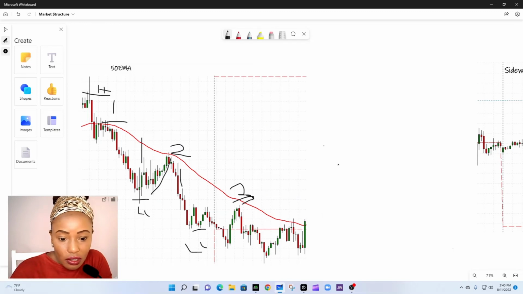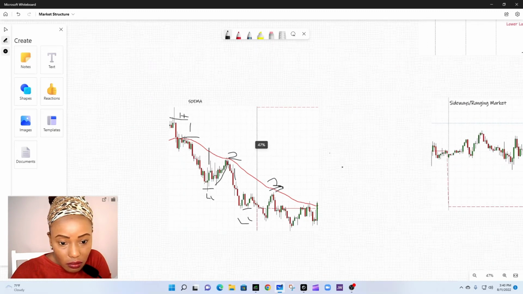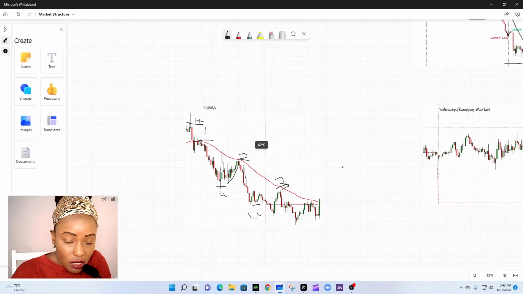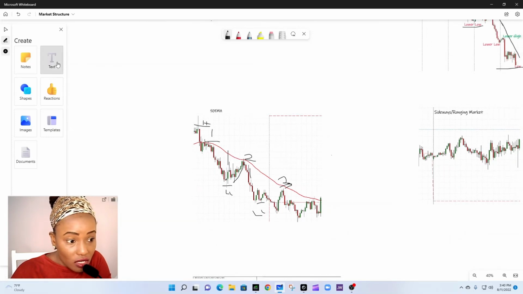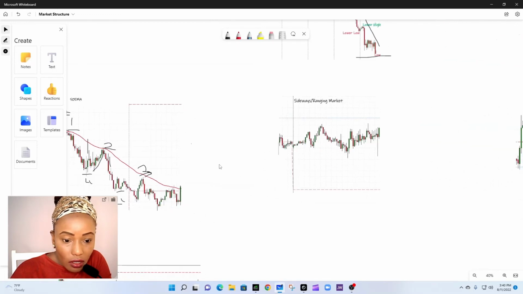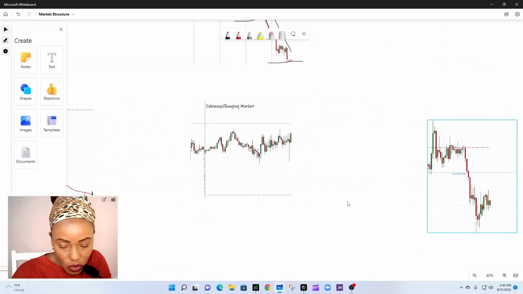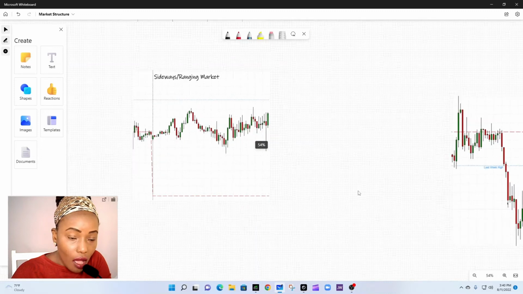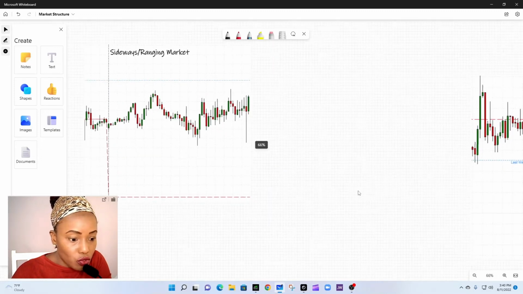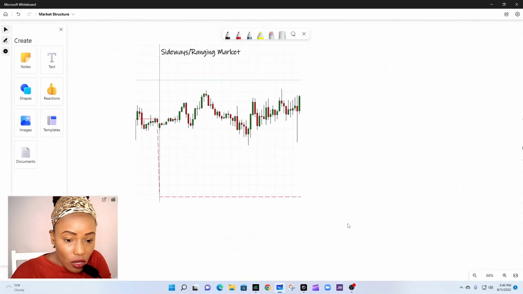So we've seen uptrend market structure. We've seen downtrend market structure. Let's see what happens when there is no clear distinction as to whether the market is going up or down. What do you do? Sometimes you can open a chart and find a ranging market or a sideways market.